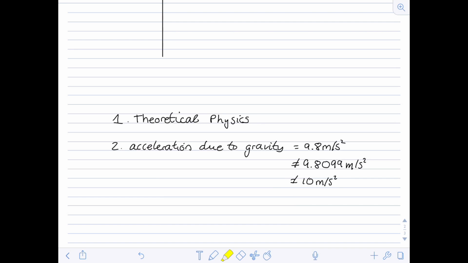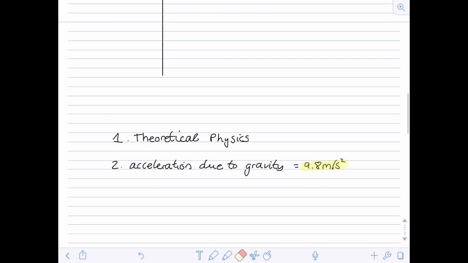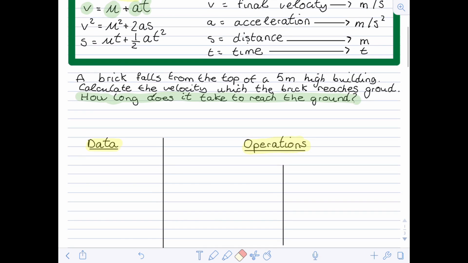And the second one is that we're gonna use acceleration due to gravity. We're gonna use 9.8 meters per second squared, and we're not gonna use what you might see somewhere as 9.81, or 9.8099, or even 10 meters per second squared for junior shares. So we're gonna use 9.8 meters per second squared. So let's start with the meat of the problem.